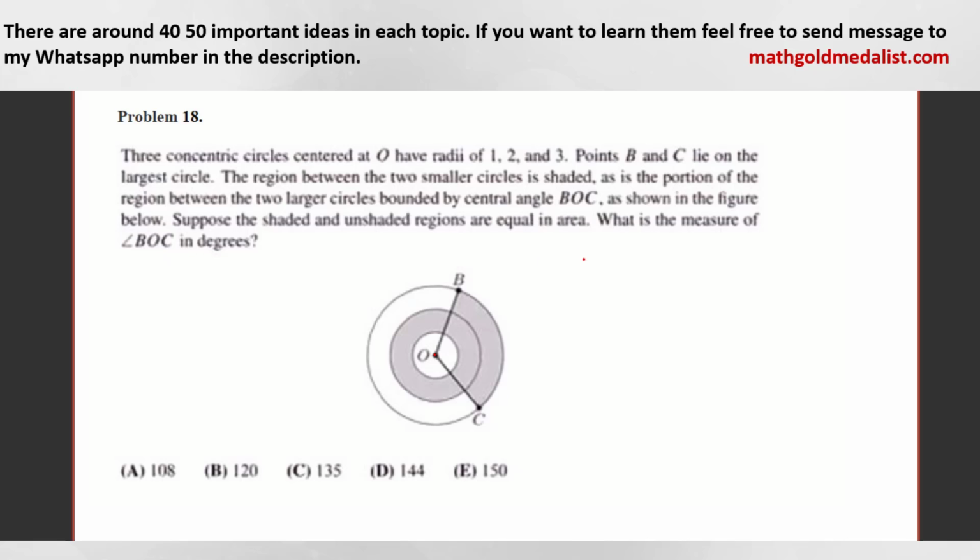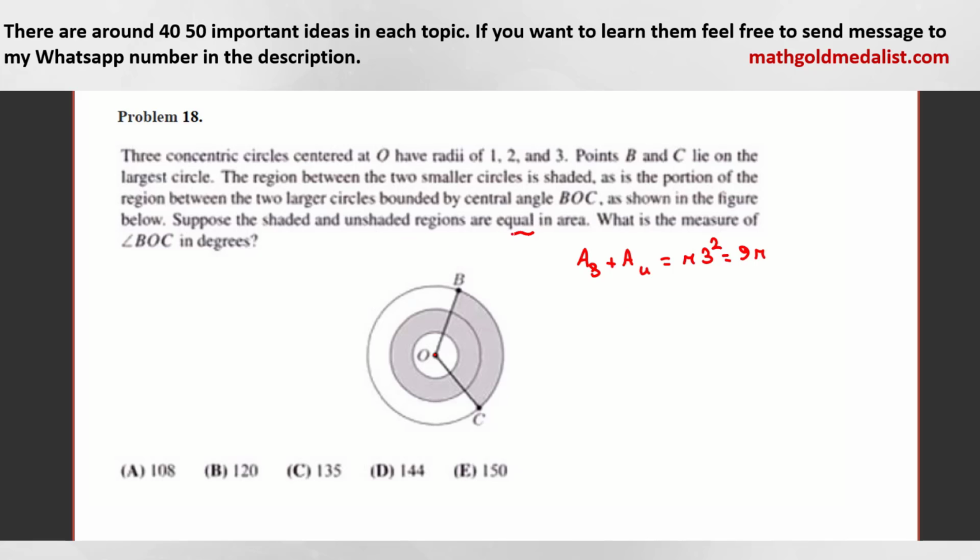Suppose AS is the area of the shaded region and AU the area of the unshaded region. The sum is the whole circle with radius 3. So it will be pi times 3 squared. The formula is pi r squared, so 9 pi.